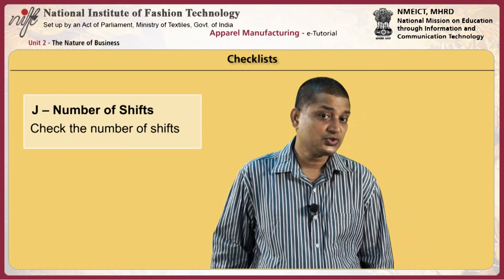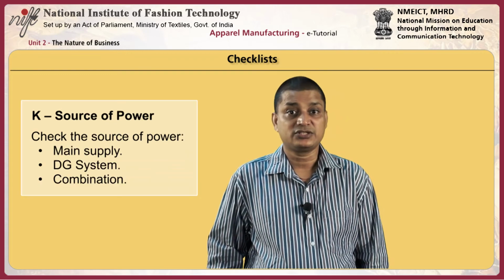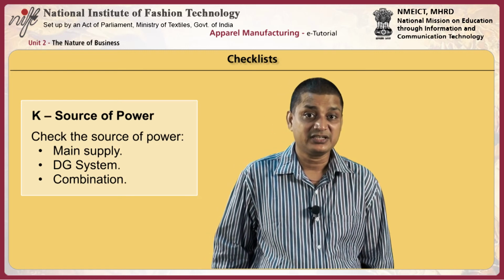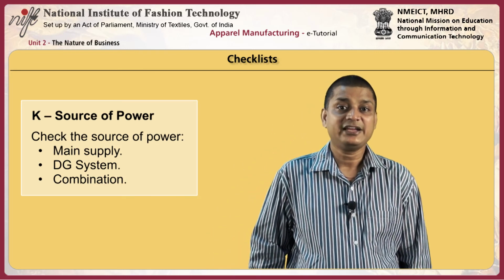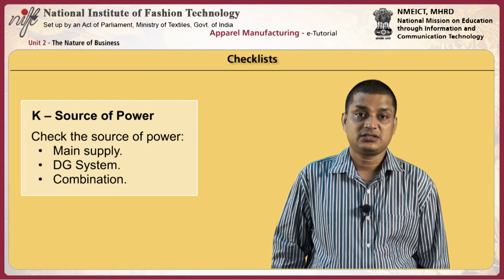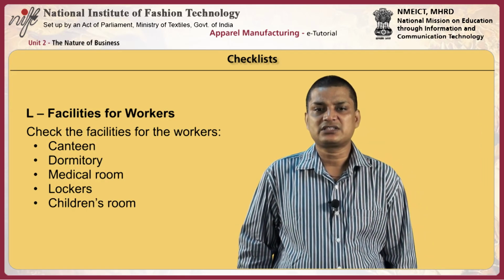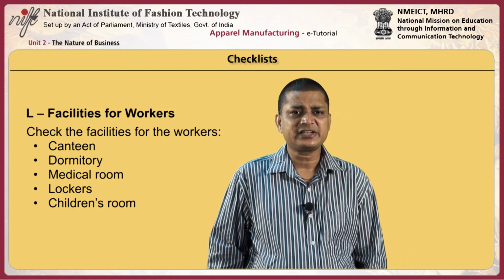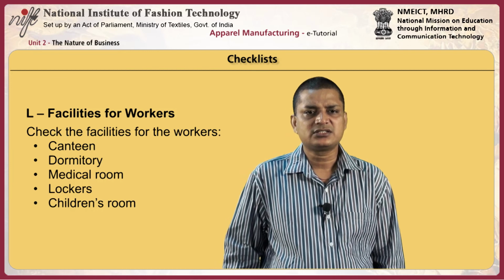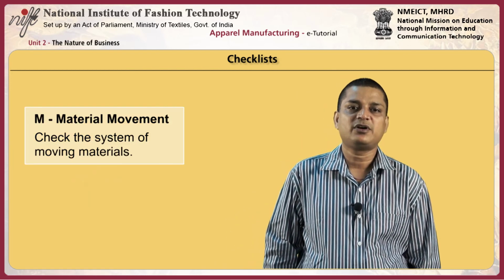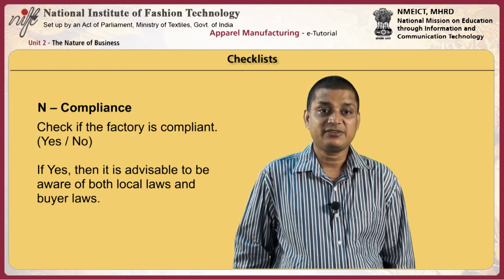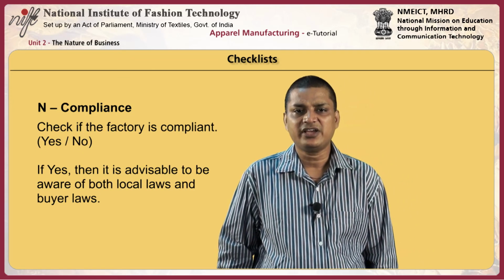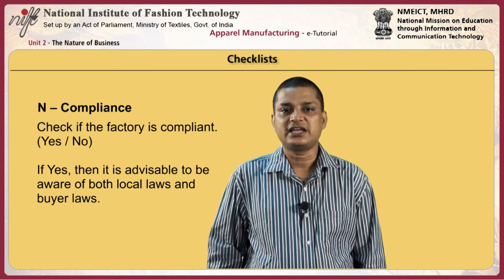Check the gender ratio, check the number of shifts, check the source of the power, that is the main supply, check if there is a distributed generator system, and if so, the combination. Check the facilities for the workers, like the canteen with or without cooking, dormitory, medical room, lockers, children's room. Check the system of moving materials. Check if the factory is compliant. If yes, then it is advisable to be aware of both local laws and buyer laws.